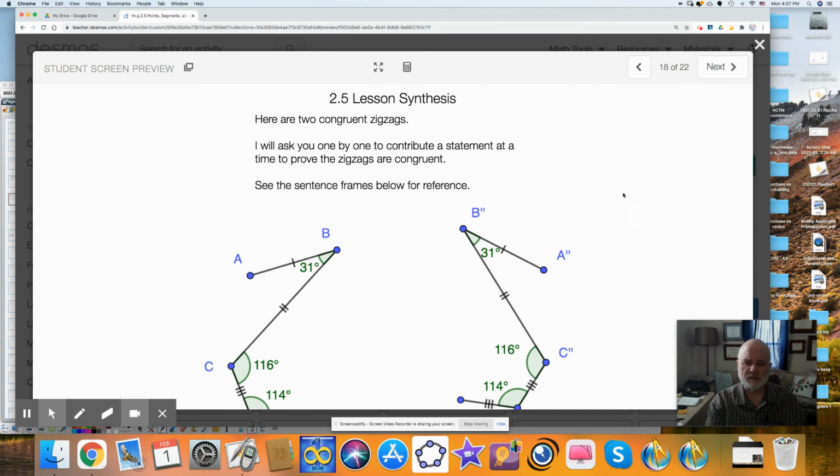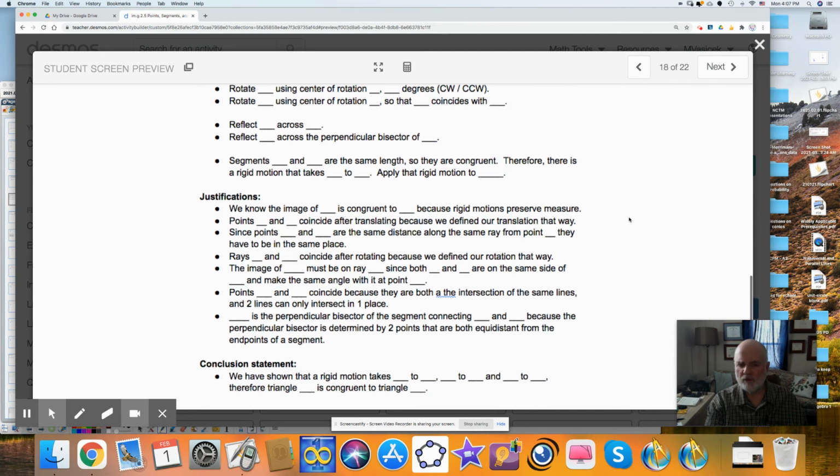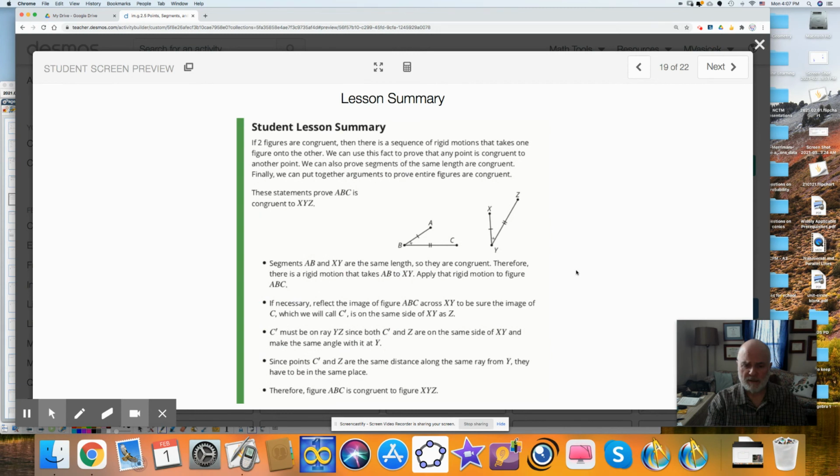Lesson synthesis. This is what's important. There are some sentence frames here that you can use for justification in proof. You might want to make a note of these and maybe even copy this down and put it in an important place. In the lesson synthesis, this is where I describe the proof for you.